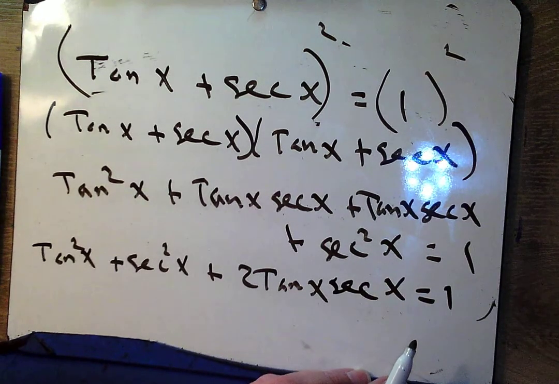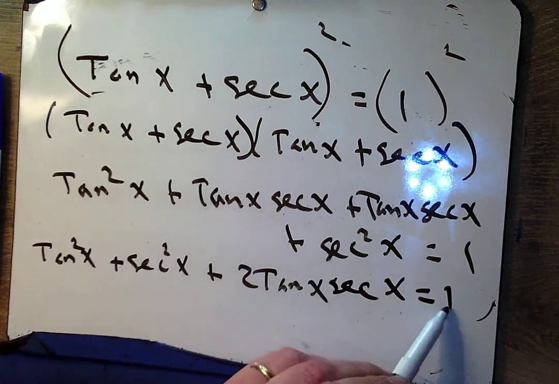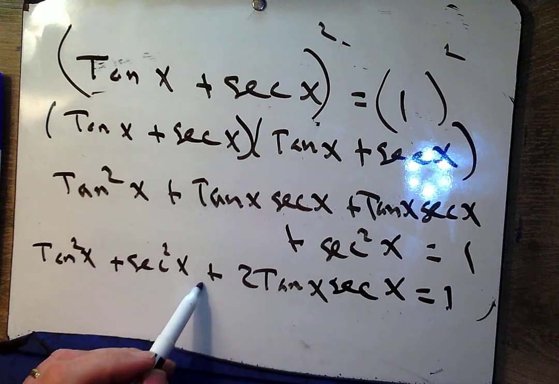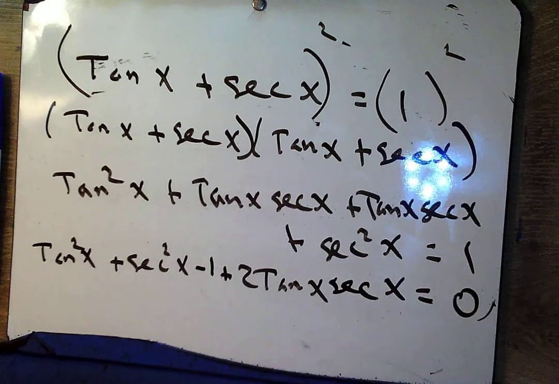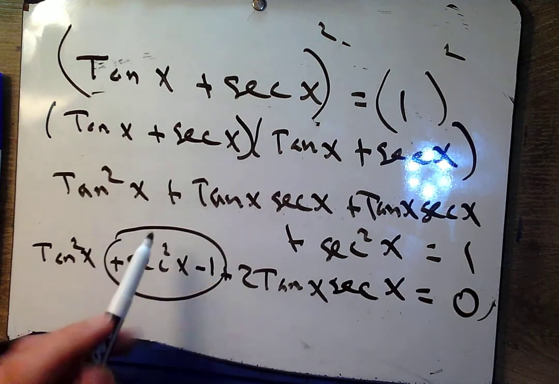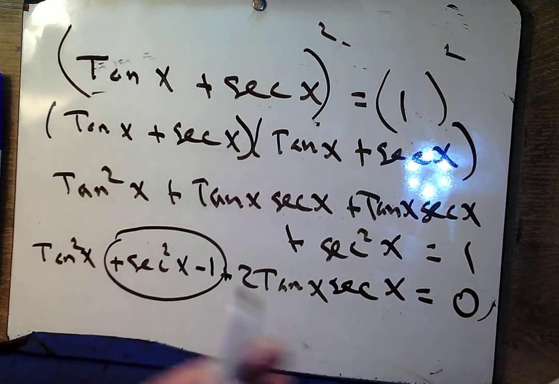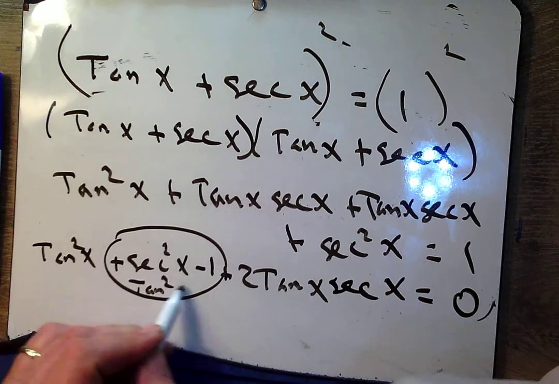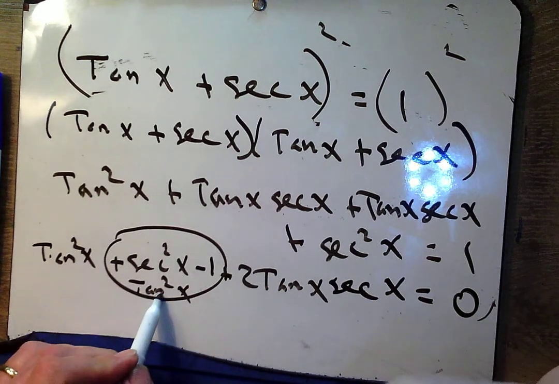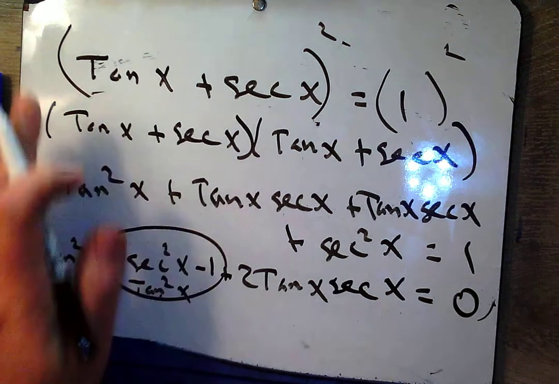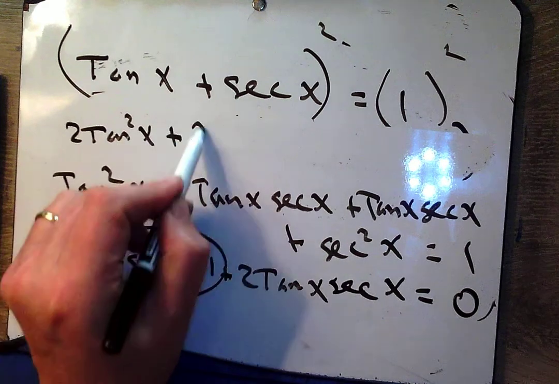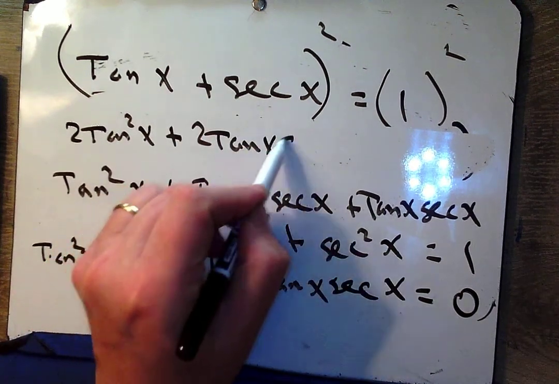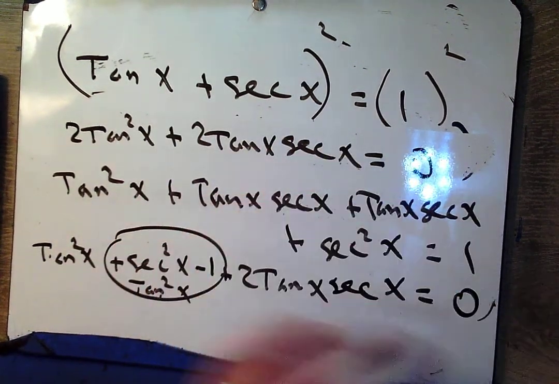Okay, well, now what? Well, if I bring this over here, secant squared minus 1 is very good: tangent squared. And so tangent squared plus tangent squared is now 2 tangent squared. So now I've got 2 tangent squared x plus 2 tangent x secant x equals 0.